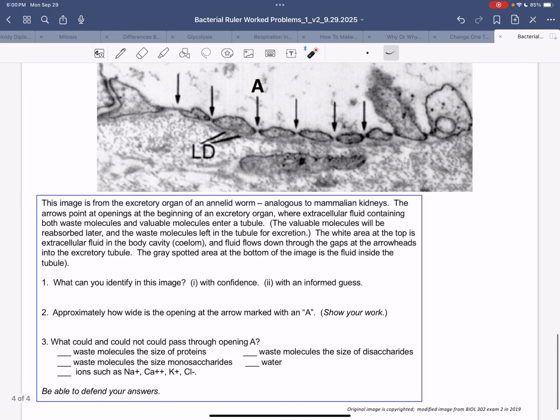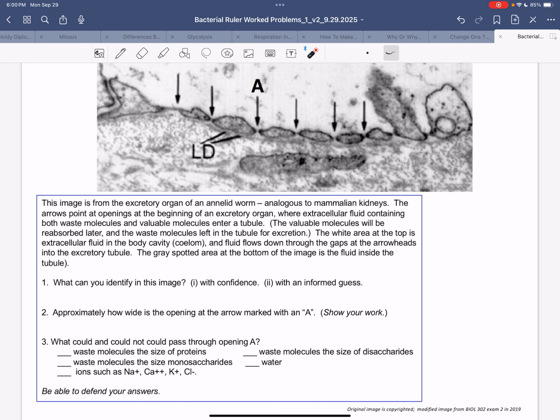Okay, what can you identify in this image? And here I'm getting you to think about with confidence and with an informed guess. You don't know the scale yet, and so all you have are these continuous lines. Continuous lines are probably membranes. So these seem to be enclosing here, which makes sense because there are little pores here. And so this would be like a sieve with little holes. It's a thin section, but if you looked at this, turned it on its side, it would have lots of little holes, which are all these gaps.